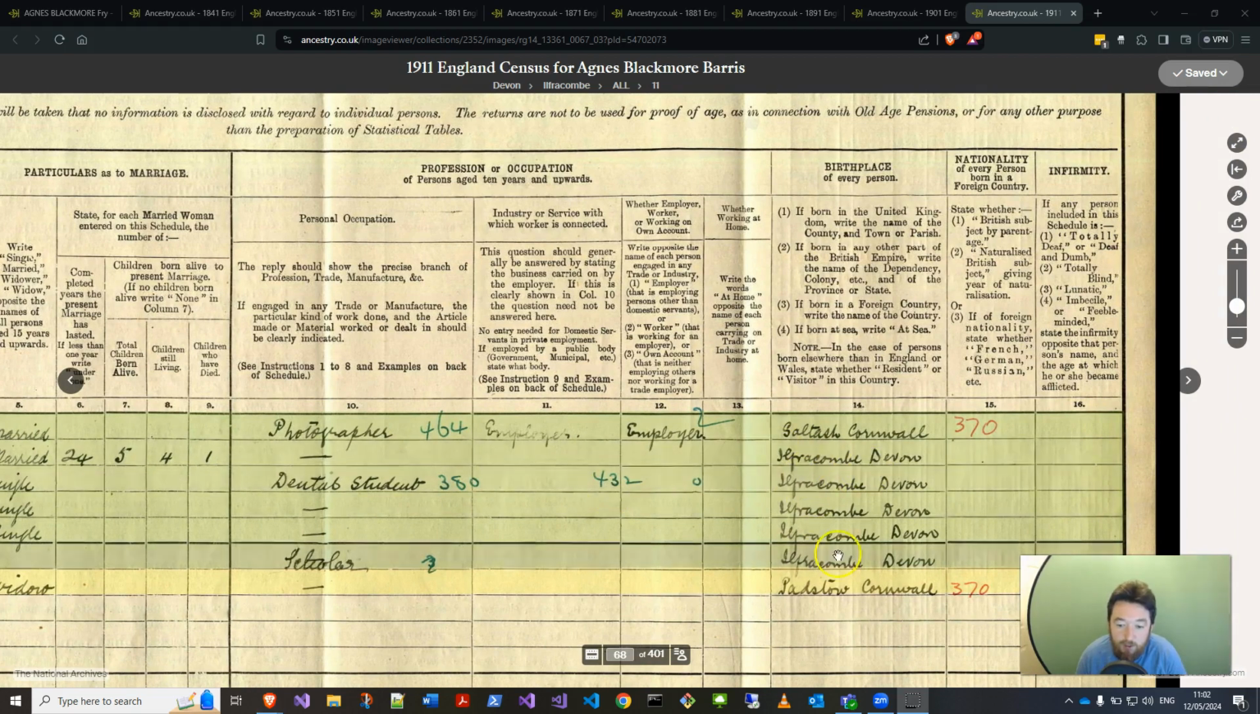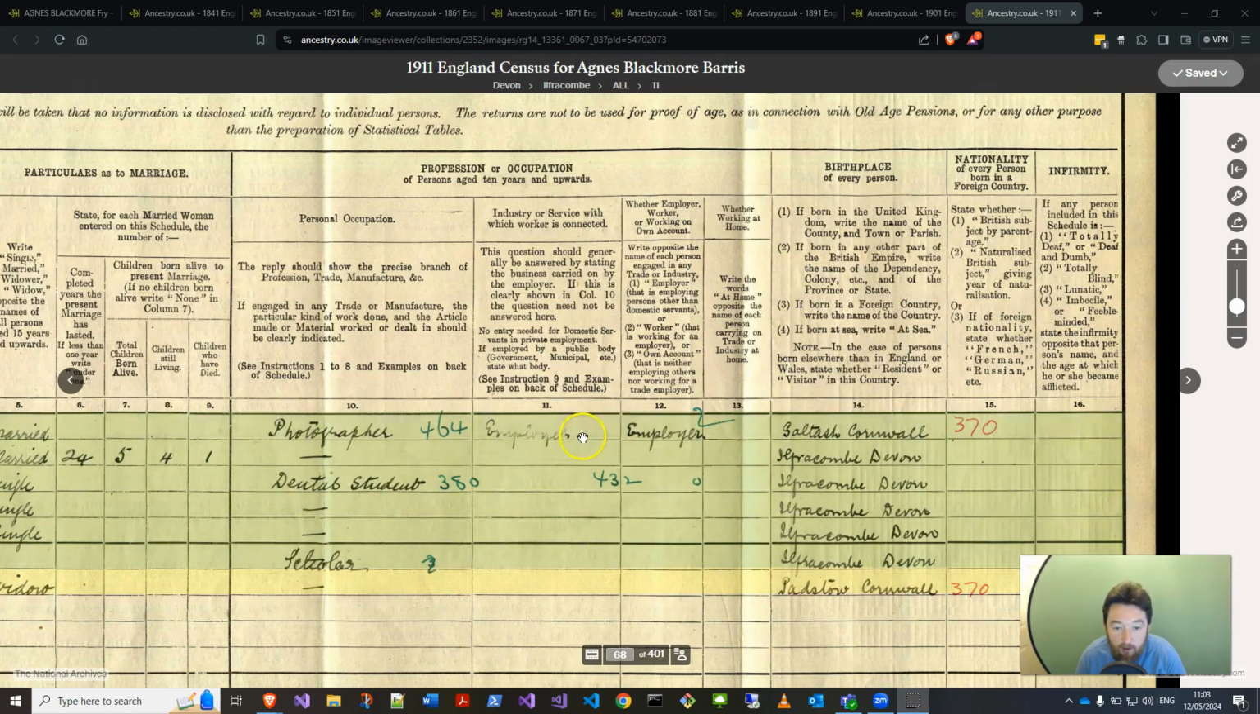And just a small change to note here, actually, that they've started writing the place name and then the county. In other censuses, they've often written the county, then the place name. Again, it specifies it, but it doesn't really change much. It doesn't really add much more information.